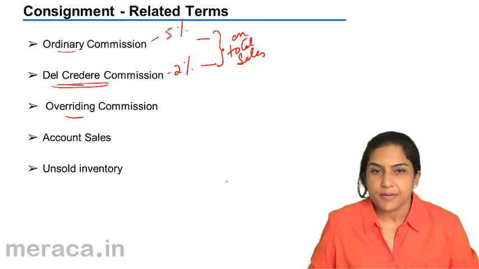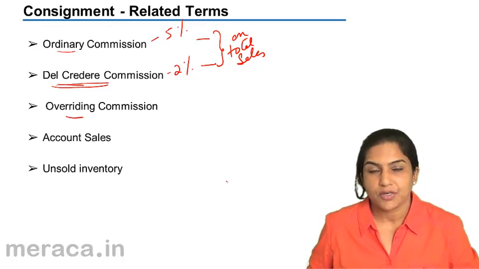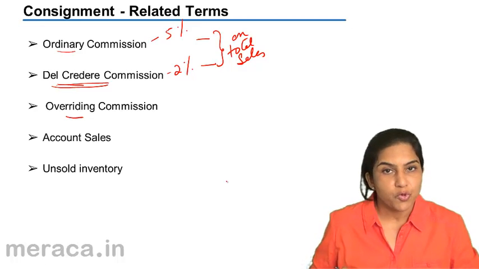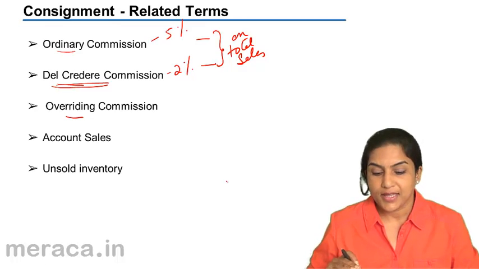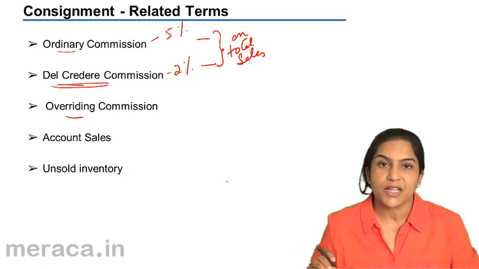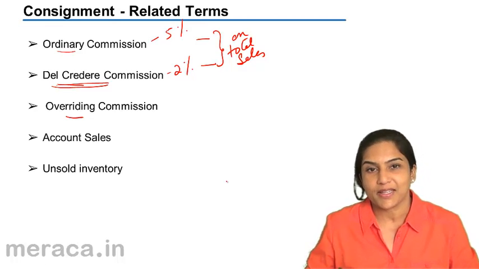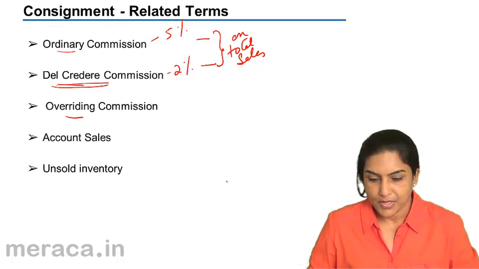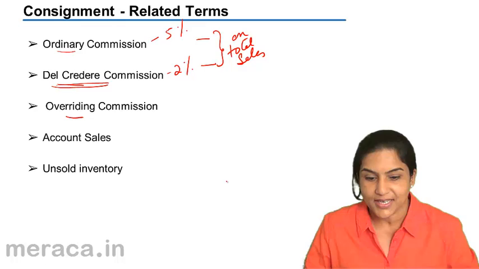So overriding commission is additional commission in order to promote sales. Normally it is paid when the consignee is able to sell the goods at a price higher than that which has been suggested by the consignor. So we have an ordinary commission which is paid for the service of sale which is being rendered by the consignee.